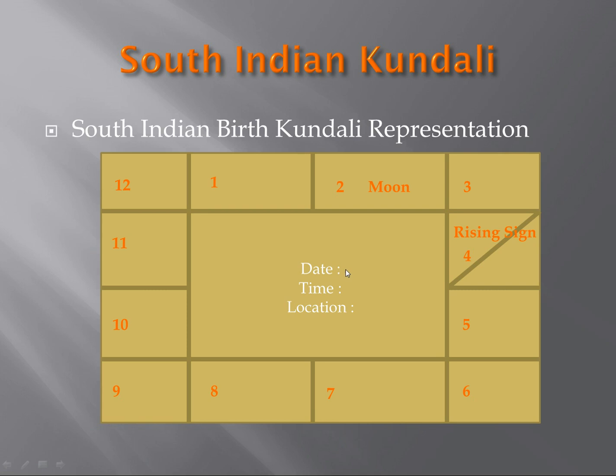Generally the date, time, and location is written at the center, and this is the way it is represented. So for the South Indian style, there would be a single Kundali which will have the moon sign and the rising sign in the same Kundali. Now I have placed only the moon here, but what about the rest of the 8 planets? The rest of the 8 planets need to be placed in all these sections, and how those are calculated I will explain to you in a short while.